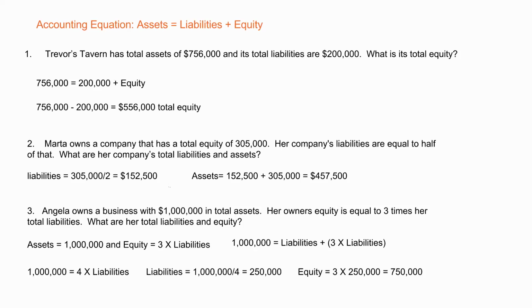And you can go about doing this 2 different ways. You can either plug everything into the equation: plug the $1 million for assets, the $250,000 for liabilities, leave equity blank, and just subtract $250,000 from both sides. But I decided to go about it a different way. I decided to plug into the equation equity equals 3 times liabilities. I replaced liabilities with $250,000, and that equals $750,000.